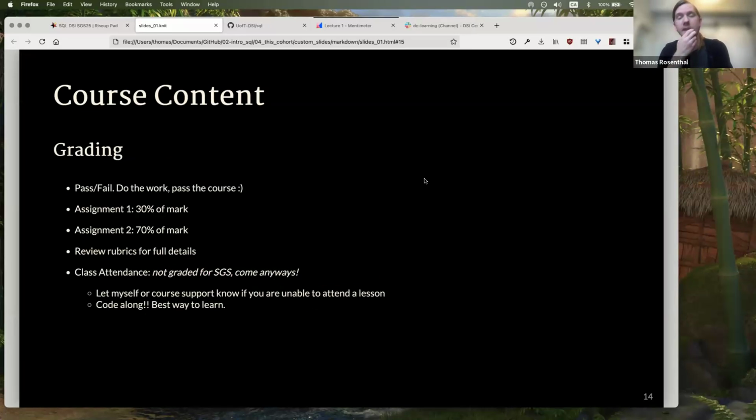How you'll be assessed: it's a pass-fail course, do the work, pass the course. Assignment 1 is worth 30% of the mark. Assignment 2 is worth 70% of the mark, because section 1, the database design component, is a little bit heavier. You can review the rubrics for full details. Class attendance isn't assessed, but you should come anyways. It's great if you let us know if you're unable to attend. Of course, you should code along. It's the best way to learn.